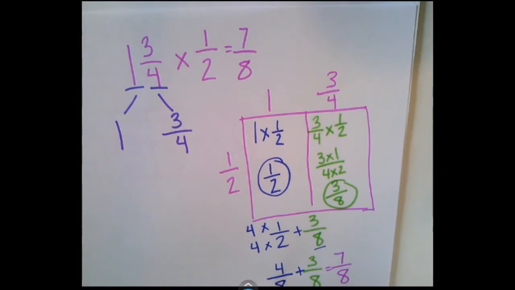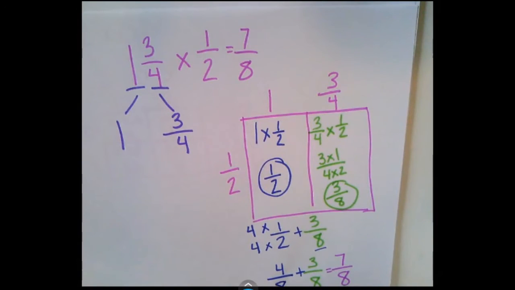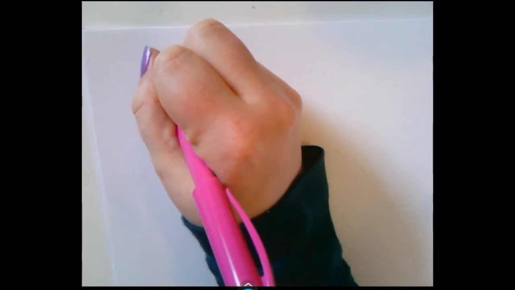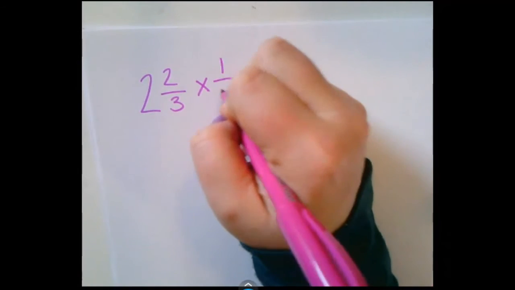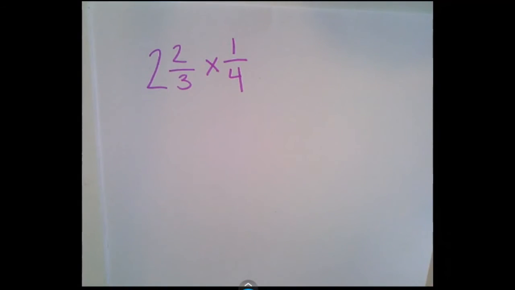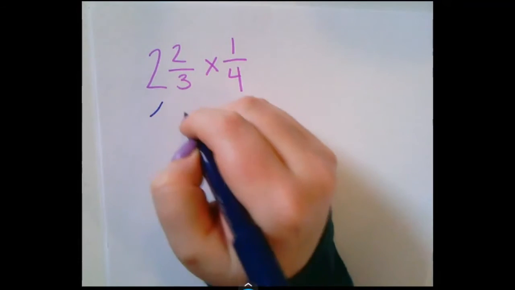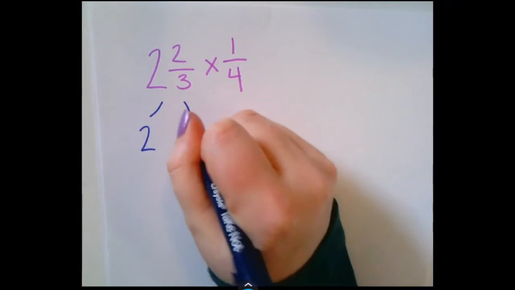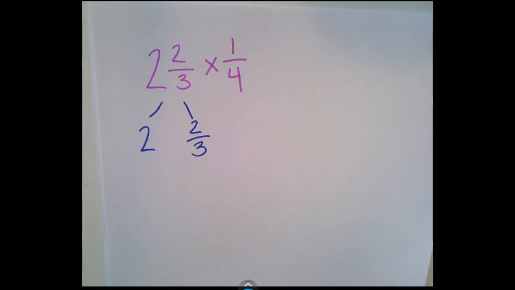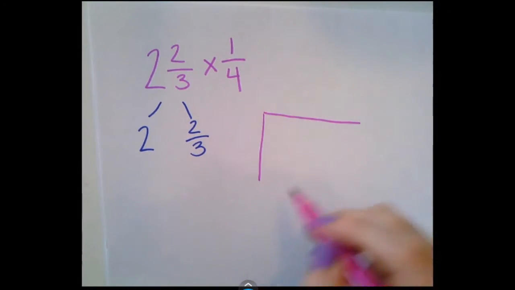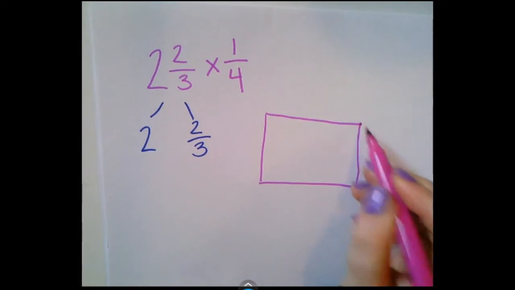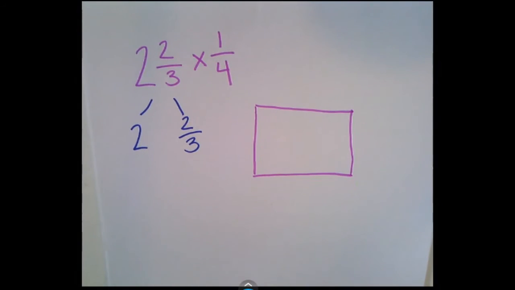Let's try another one. So let's try 2 2/3 times 1/4. So we're going to break up our 2 2/3 into 2 and 2/3. And the 1/4 stays the same because there's only one part, and it's the fractional part. And there is no whole number attached to it. So now we have our decomposition model.